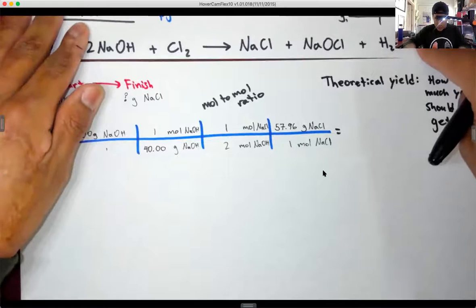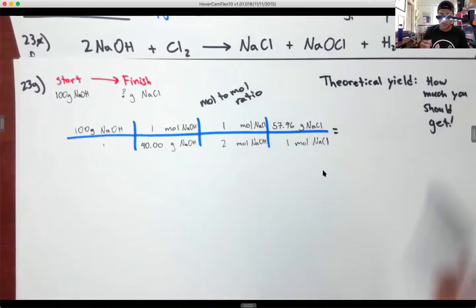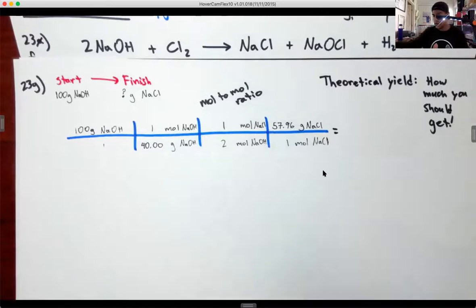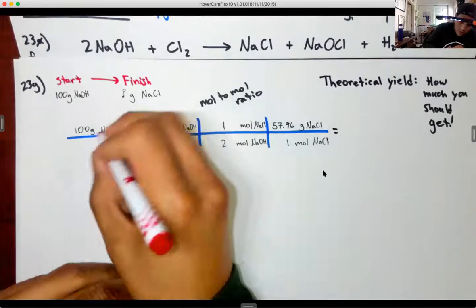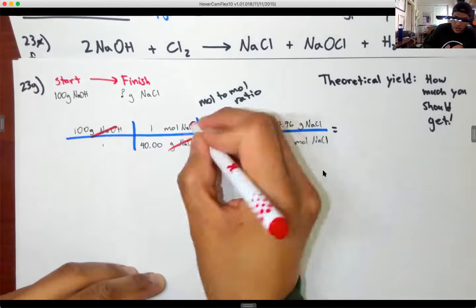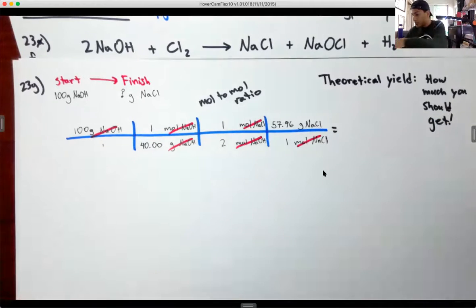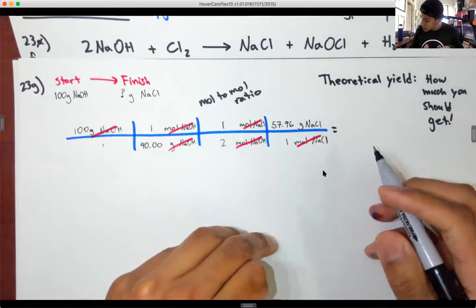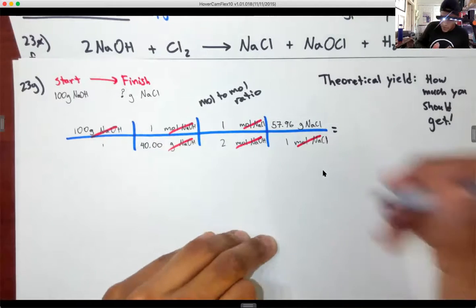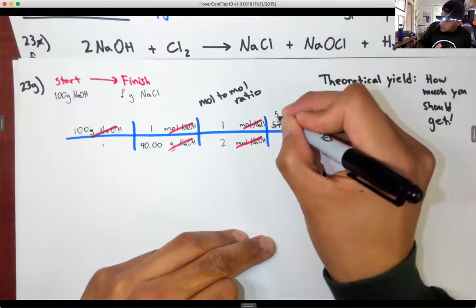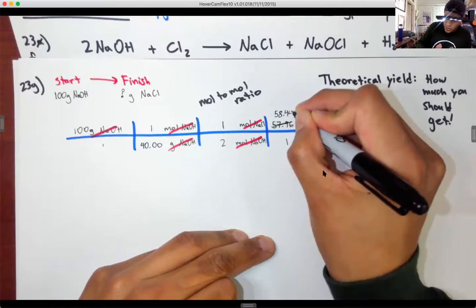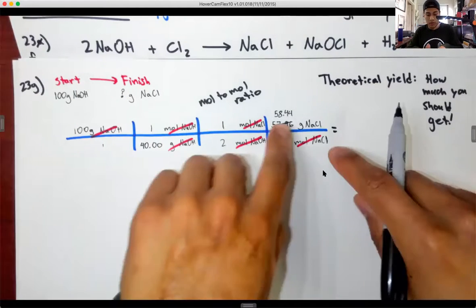Okay, so here you have 57.96 grams of NaCl over 1 mole of NaCl. Let's make sure that everything cancels out. We have grams of NaOH, grams of NaOH, moles of NaOH, moles of NaOH, moles of NaCl, moles of NaCl. Okay? Now, in fact, Siri got that a little bit wrong. We're going to go ahead and tweak this because the book says this is not that. Let's make this 58.44.